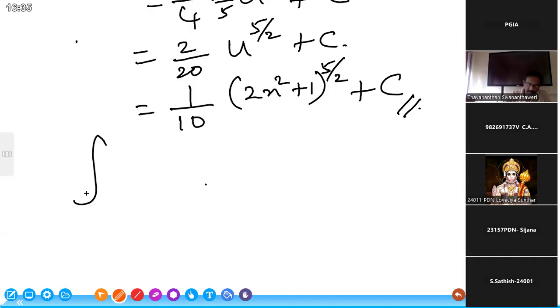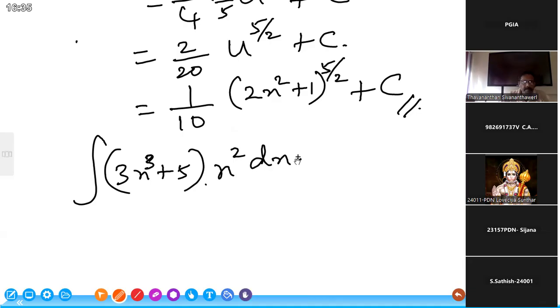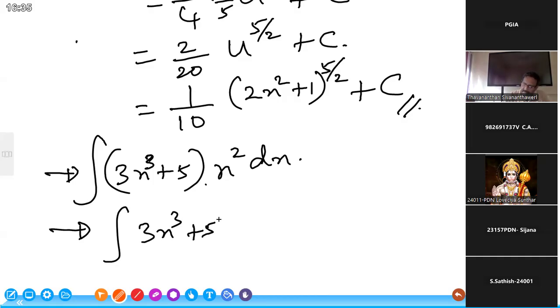Try this one: integration of 3x to the power 3 plus 5 into x to the power 2 dx. Try another one as homework: 3x to the power 3 plus 5 to the power 9, x squared dx.